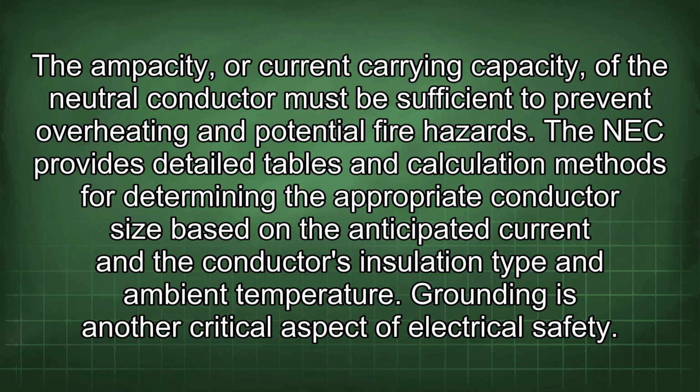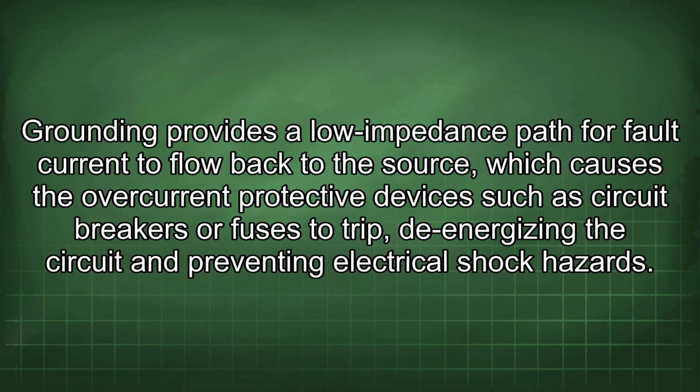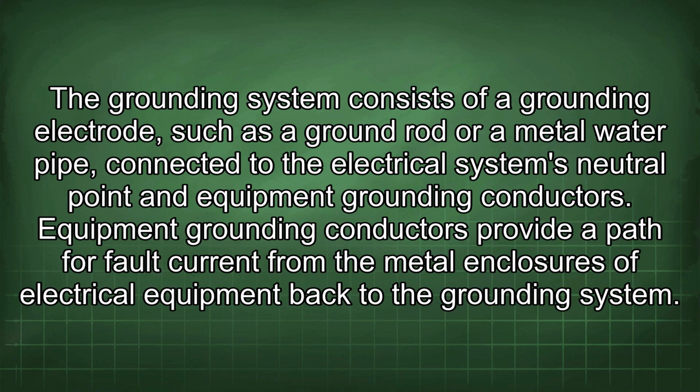Grounding is another critical aspect of electrical safety. Grounding provides a low impedance path for fault current to flow back to the source, which causes the overcurrent protective devices such as circuit breakers or fuses to trip, de-energizing the circuit and preventing electrical shock hazards. The grounding system consists of a grounding electrode, such as a ground rod or a metal water pipe, connected to the electrical system's neutral point and equipment grounding conductors.